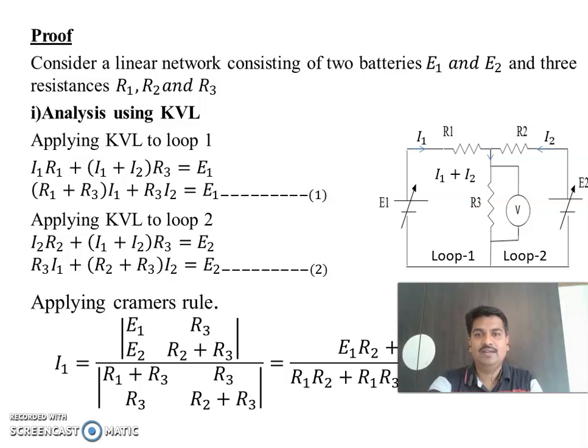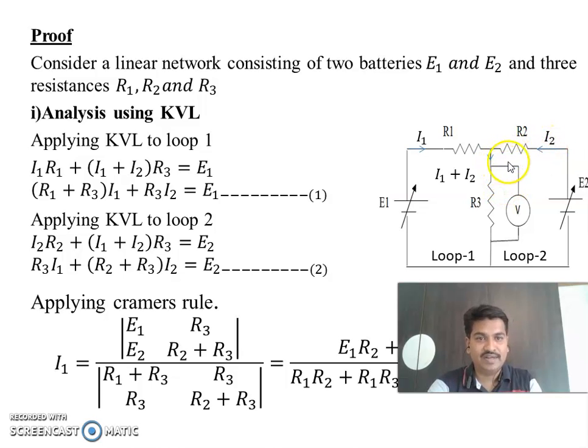Now I will go to the proof of this theorem. For the proof, I am considering the same complex network shown here in figure 1. Here we have two batteries, three resistors R1, R2, R3, and it consists of two loops, loop 1 and loop 2. The current flowing through R1, I am calling I1, and the current flowing through R2, I am calling I2.